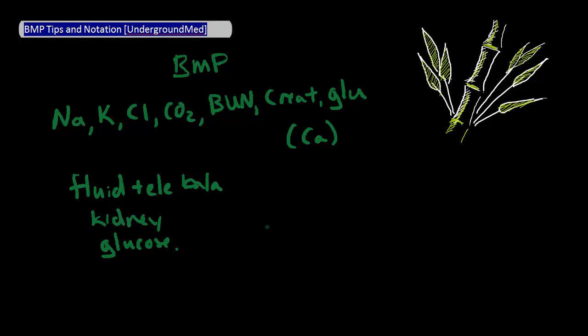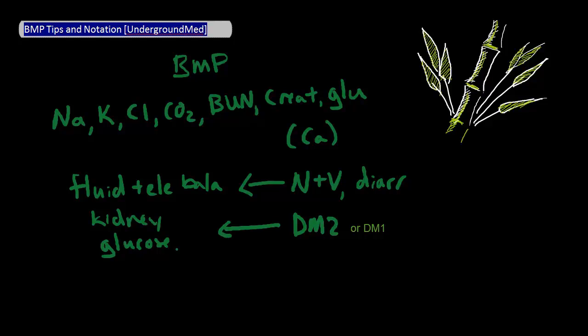A few examples of situations in which it might be useful are: number 1, if your patient has nausea and vomiting or diarrhea, then you might want to check a BMP to determine its fluid and electrolyte balance. If your patient has a history of diabetes, then you might want to check a BMP to check the kidney function and the glucose levels. A lot of times we get a BMP because we just want to make sure it's not a common issue that can be easily resolved by balancing the patient's fluid and electrolytes.